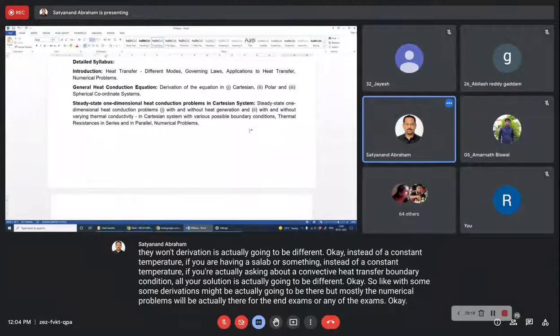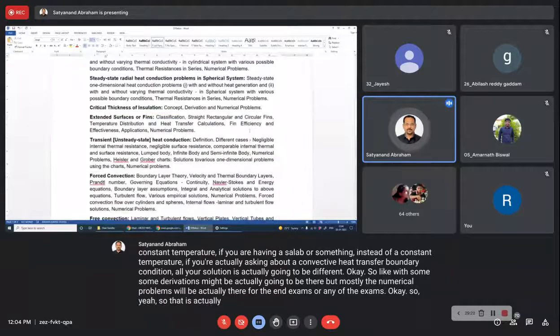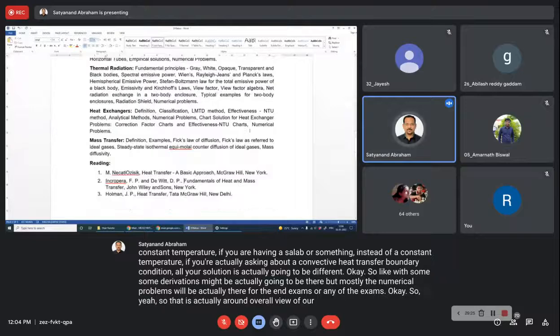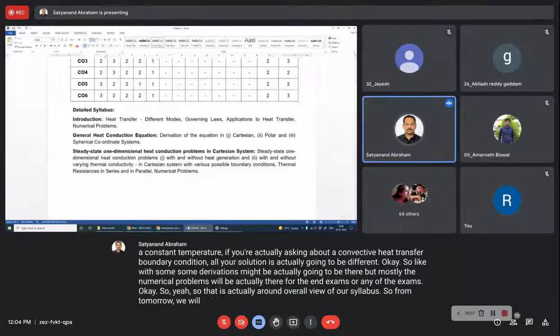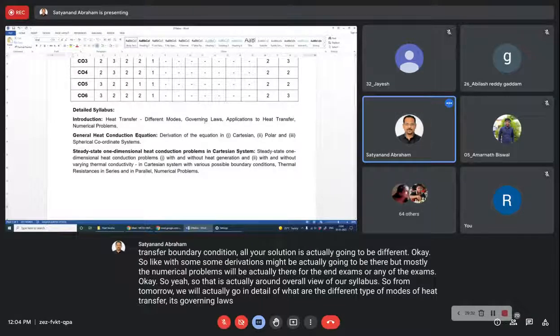Okay, so that is the overall view of our syllabus. From tomorrow we will go into detail on the different modes of heat transfer, their governing laws, applications, and all those things.